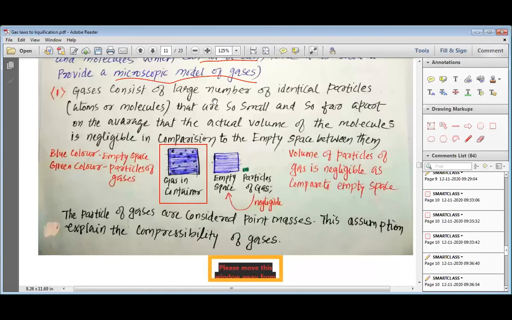So this is what the first postulate tells us, that gases consist of a large number of identical particles, atoms or molecules, that are so small and so far apart on the average that the actual volume of the molecule is negligible in comparison to the empty space. So the actual volume of the molecule is negligible as compared to the empty space. This is what it says.